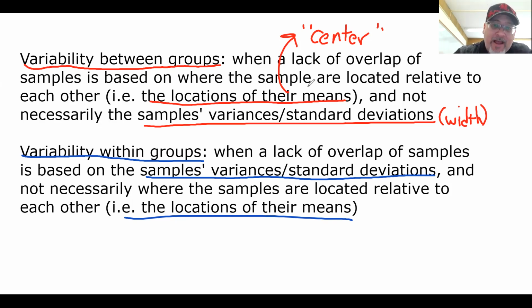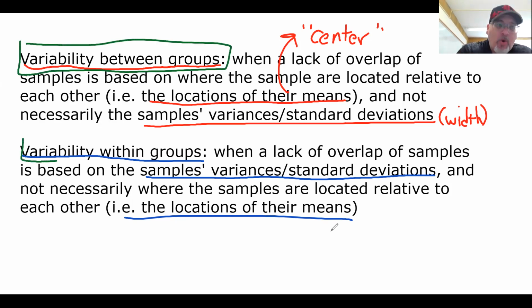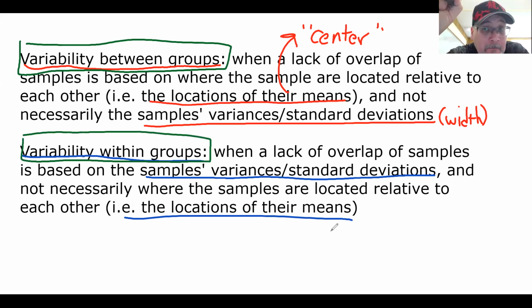So when you are asked to choose one data set over another to provide either stronger evidence that the means are equal or stronger evidence that the means are different, you choose the one with less overlap. But when I ask you why did you choose that one? Or what is causing the lesser overlap? The correct response will be to say either variability between groups or variability within groups.